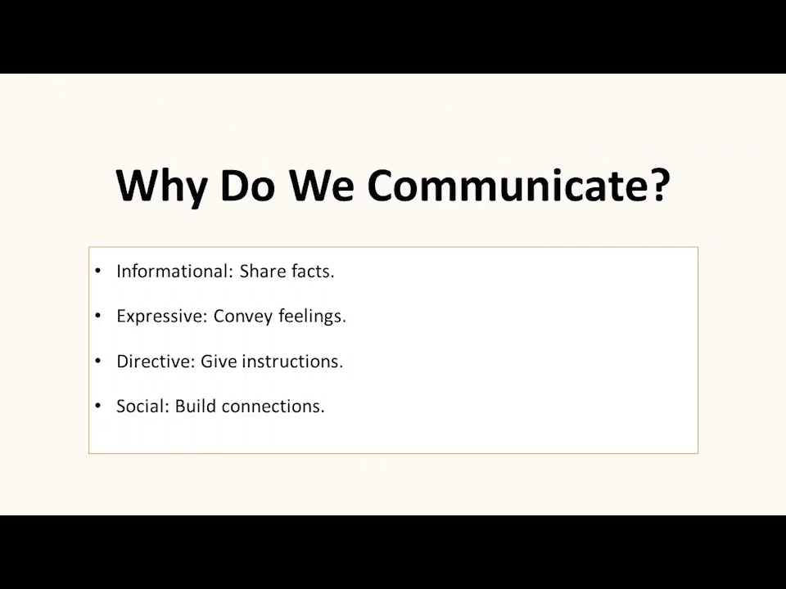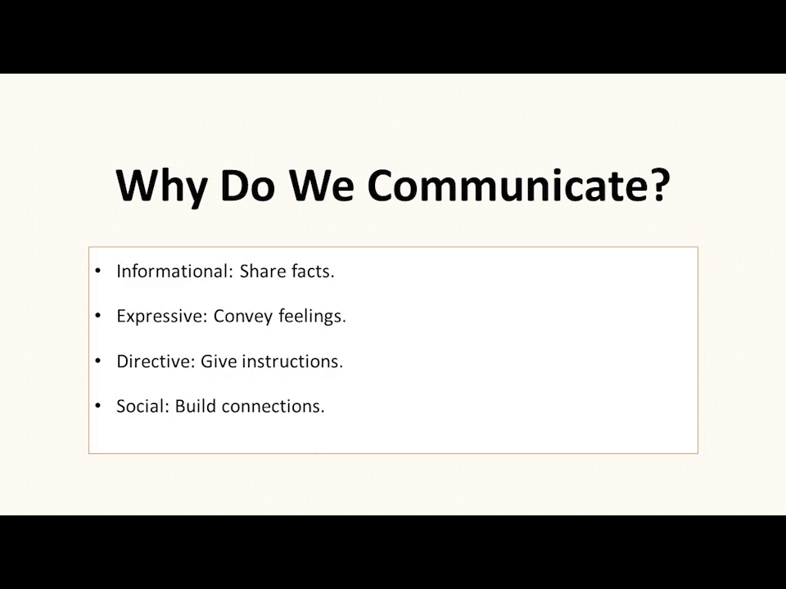Okay, now that we know the types, let's explore why we communicate, why people communicate, and what each communication act aims to achieve. Firstly, there's the informative function. This is all about sharing facts, data, and knowledge. Think of it as when a teacher explains a concept in class, like I'm doing right now, or even when you share the latest news with a friend, or maybe you share with your friend about something funny that you've watched.